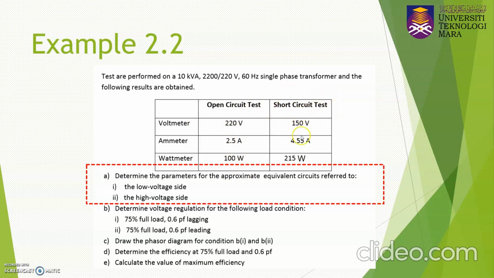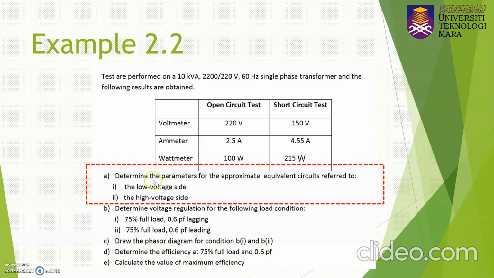Okay, here is the voltmeter reading, ammeter reading, and also wattmeter reading. Alright, so basically the S rated is given by 10 kVA. This is the V1, which is the voltage at the primary winding, 2200 volt, and this is the V2, 220 volt. Okay, alright, so question number A, we will focus only on question number A.